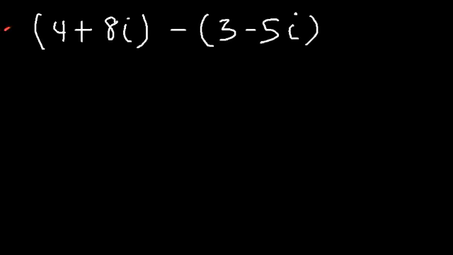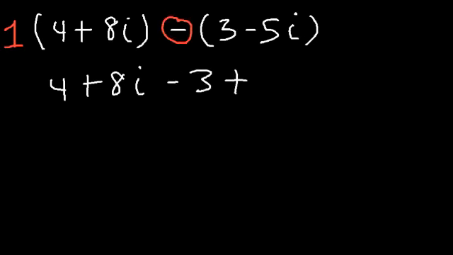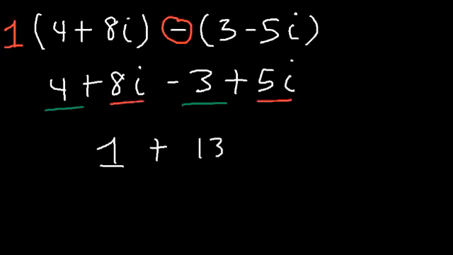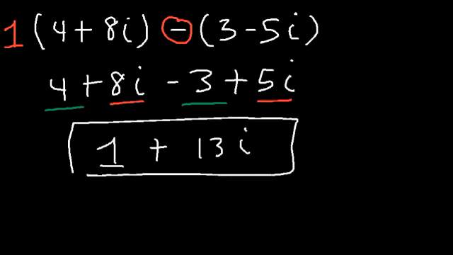Now, we only have a 1 in front of the first parentheses. So if we multiply everything by 1, it's going to stay as 4 plus 8i. Now here we need to distribute the negative sign. So it's going to be negative 3 plus 5i. So be careful when you have a negative, because some people may forget to change this sign. So now let's add the real numbers. 4 minus 3 is 1. 8i plus 5i is 13i. So this is the answer, 1 plus 13i.